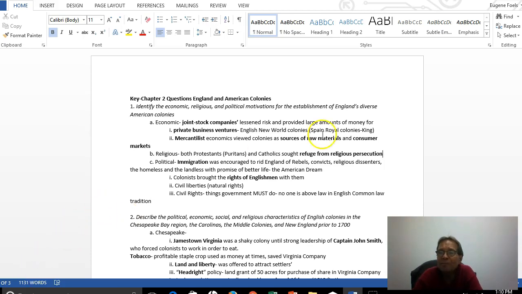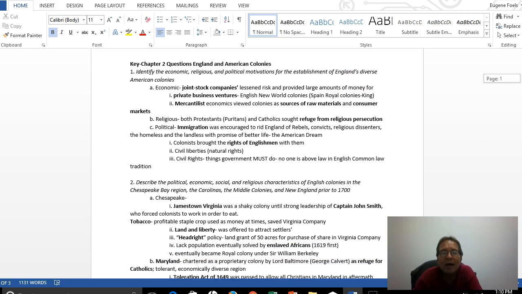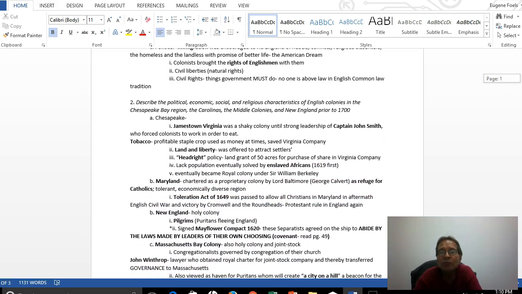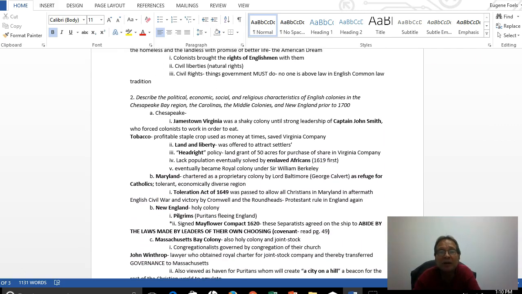Question 2. Describe the political, economic, social, and religious characteristics of the English colonies in Chesapeake Bay. Again, Maryland was largely a refuge for Catholics. It is a little bit more diverse economy than is in the New England regions.